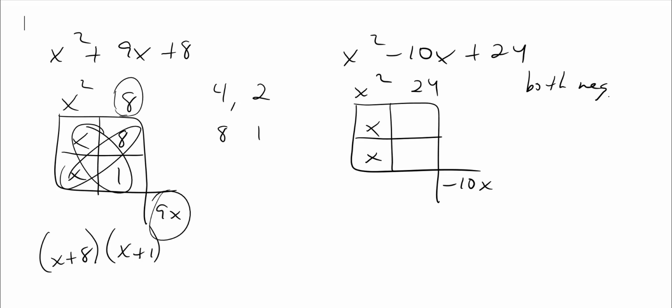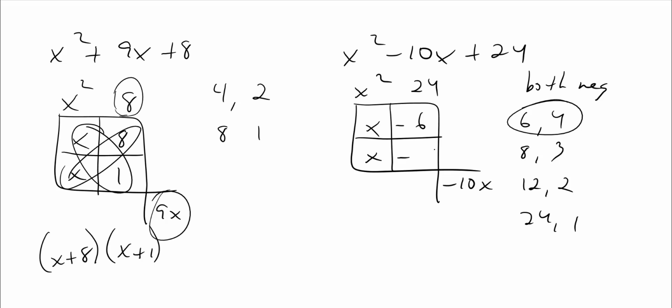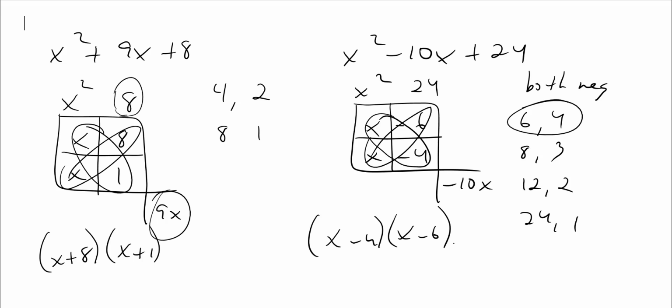Both negative. So you got 6 and 4, 8 and 3, 12 and 2, 24 and 1. All right, and so I look at which one gives me 10 when I add them both together. Oh, there we go. 6 plus 4 is 10. So it's negative 6 and negative 4. So x minus 4, x minus 6. Okay, not bad.